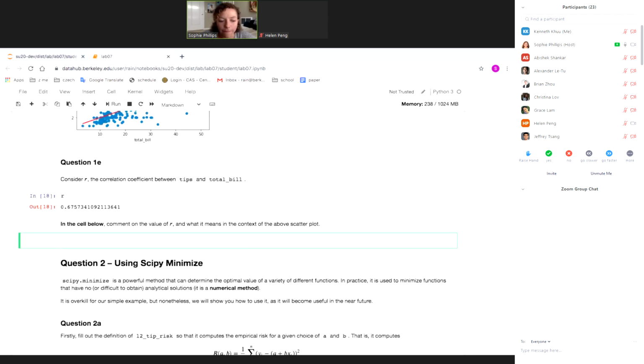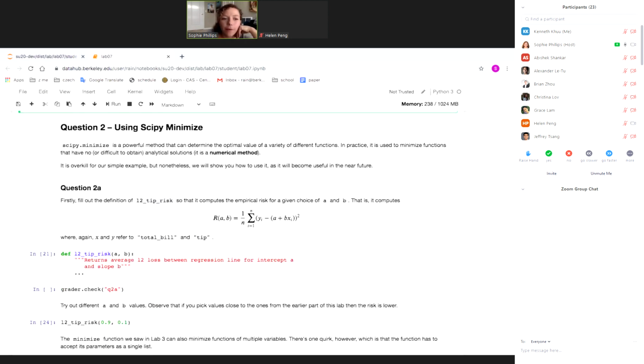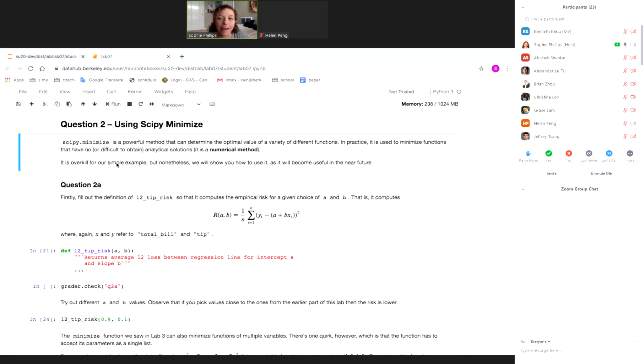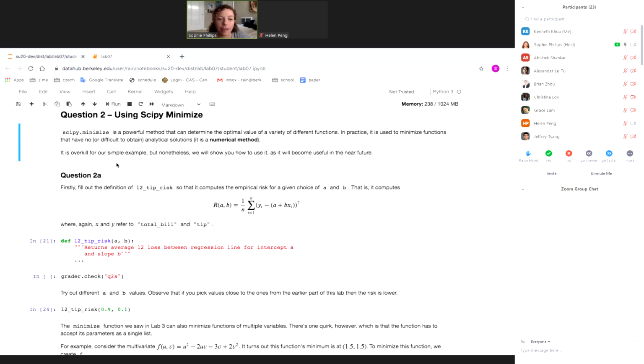Okay, let's transition to question 2, where we're going to use SciPy minimize to solve for the intercept and slope. SciPy minimize is a powerful method from the SciPy package, and it can find the values that minimize a function. It's a little overkill for this application, but still useful to know how it works.